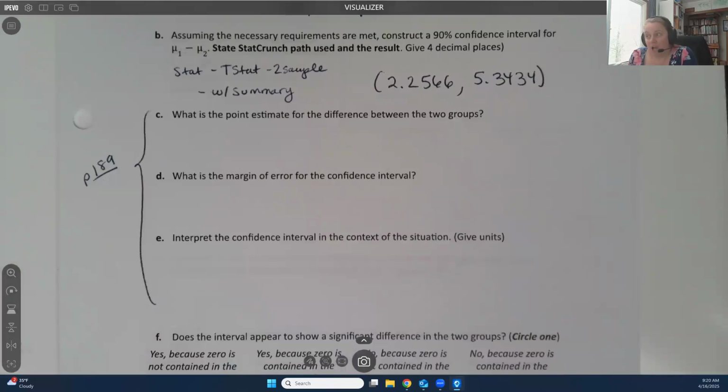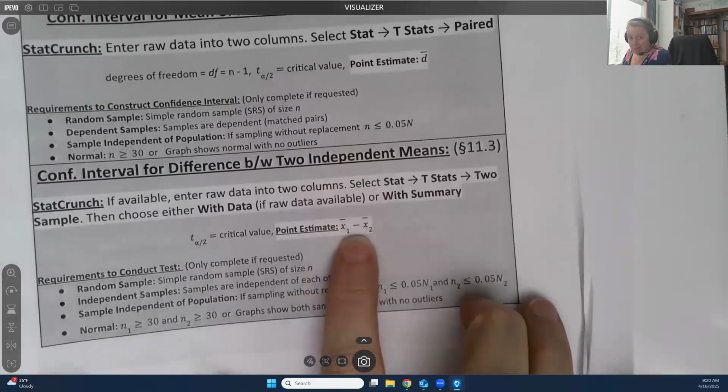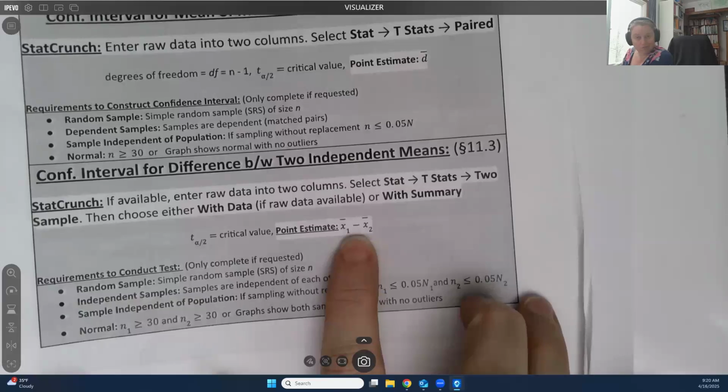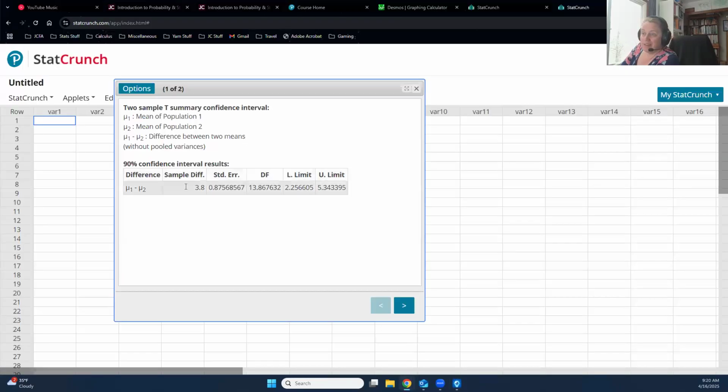Now, if we want to take a thing for the point estimate, so the point estimate for the differences is just x bar 1 minus x bar 2, which we know what those are. As a matter of fact, here, let's look. It's right here, right? Because that's the differences, right? The difference is 3.8, right? If you take 7.9, 7.9, take away 4.1, right?